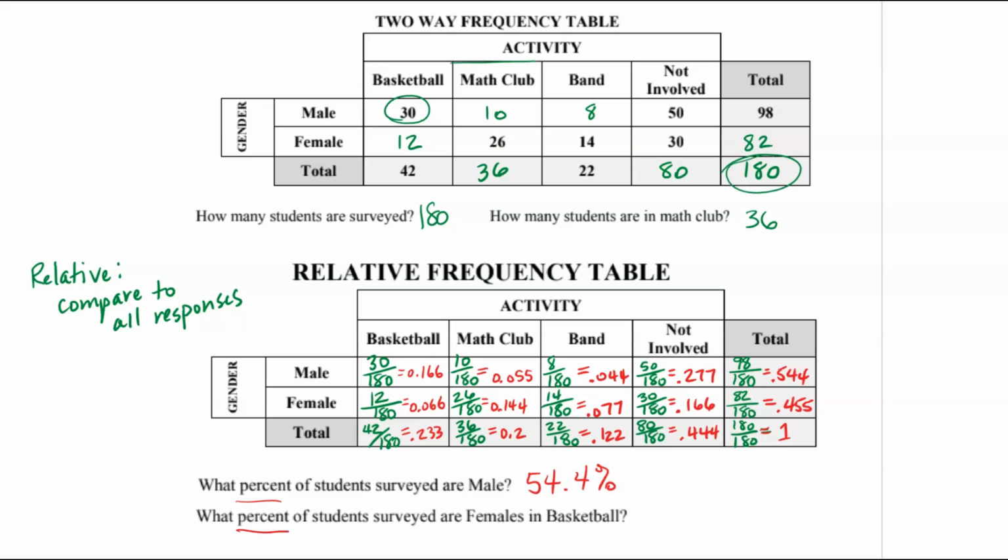The next question, what percent of students surveyed are females in basketball? So this time we have 2 things that we're looking for. We want them to be female and participating in basketball. So that would be in this cell right here. If we change 0.066 to a percent, that's going to be 6.6%. Again, I multiplied by 100 to change that to a percent, which moves the decimal 2 places to the right.